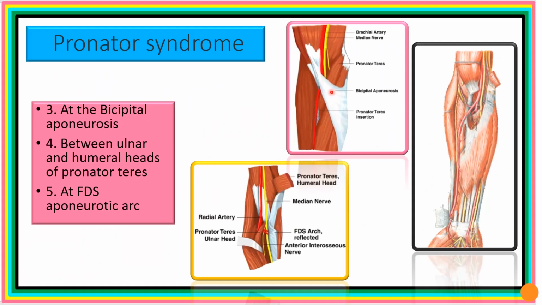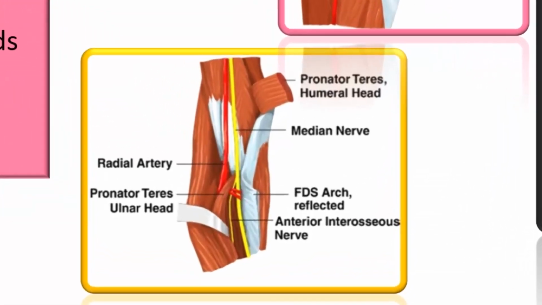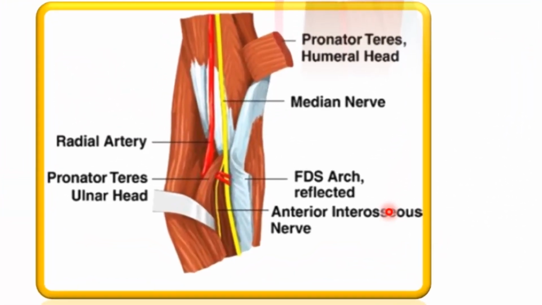The next point for this entrapment is between the humeral head and ulnar head of pronator teres. In this illustration, we can see the humeral head of pronator teres, and distally here, we can see the ulnar head of pronator teres. And between this humeral head here and the ulnar head here, we see the median nerve running between them. And this narrow space is a potential point for median nerve entrapment.